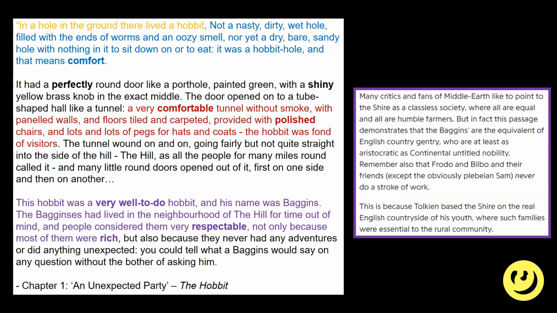We can then understand, and this is from many critics of Tolkien, that he wanted Middle-earth to point to the Shire as a classless society where all were equal, but some not so much more than others, where we had the range of farmers. We had Baggins actually being quite rich, and this is because Tolkien based the Shire on real English countryside, where such families were essential to the rural community, where everyone served a purpose but had a particular trade or job that they had to continue.